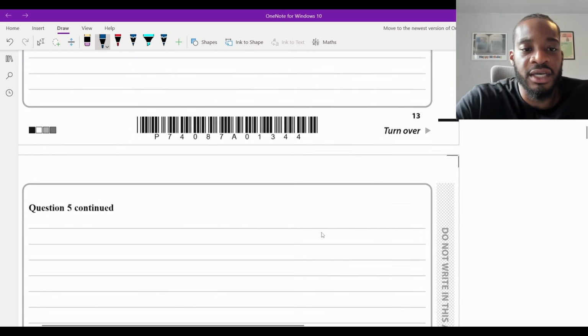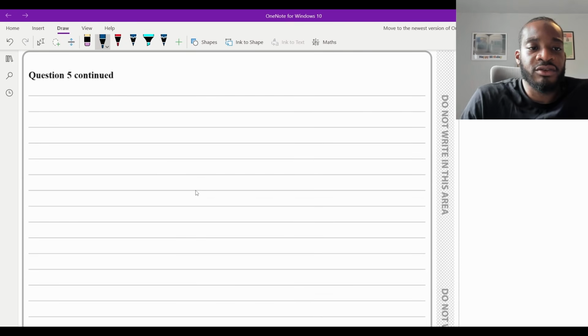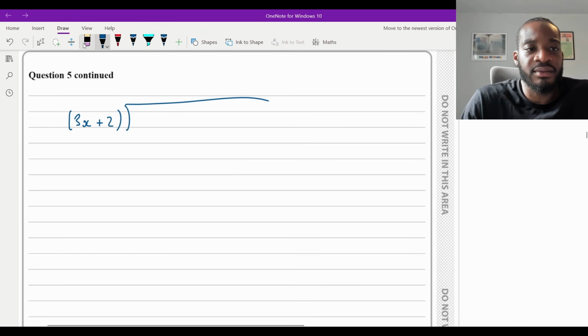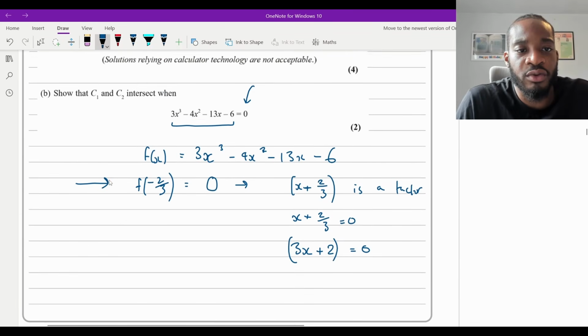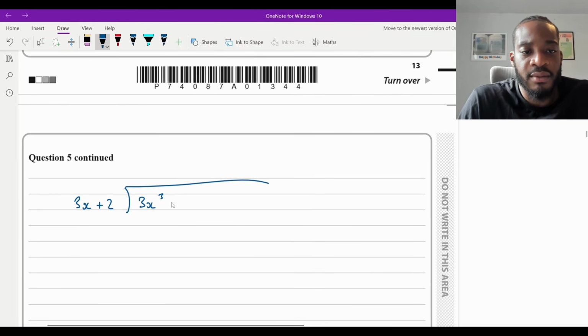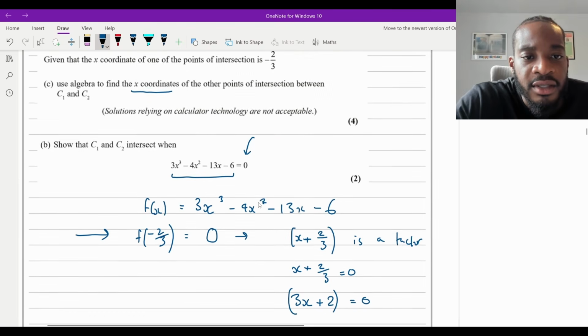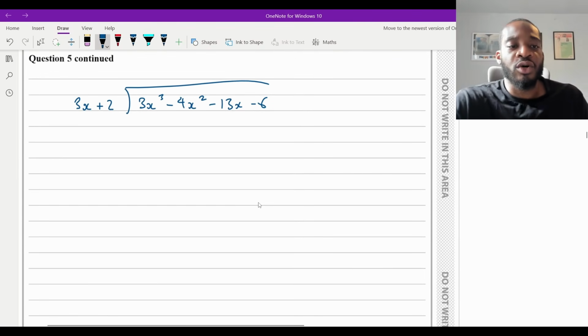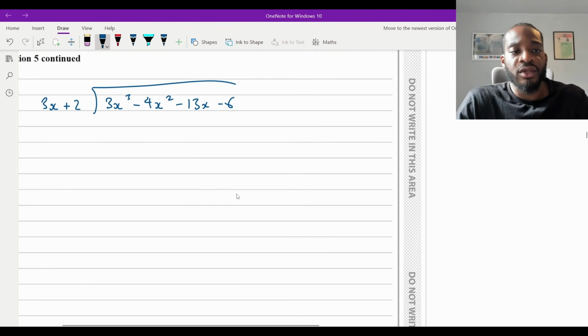I'll do it on this page here. So the factor is 3x plus 2, and I'm going to divide this by it. I don't need that bracket, to be fair. And what was the cubic again? It was 3x cubed minus 4x squared minus 13x minus 6, but I'm going to just double check that. Yeah, perfect. Okay, so now we need to just use long division.